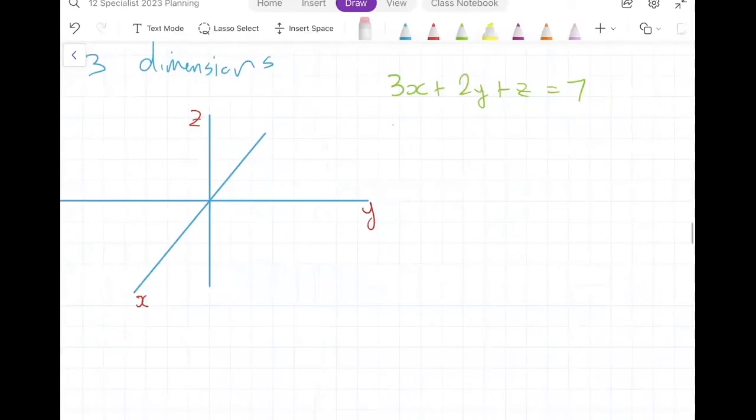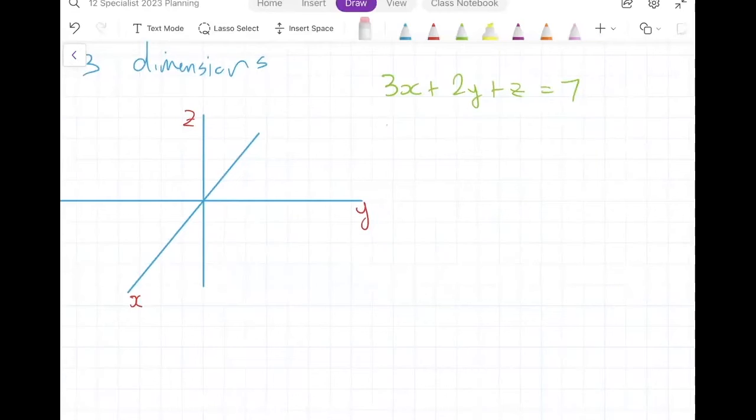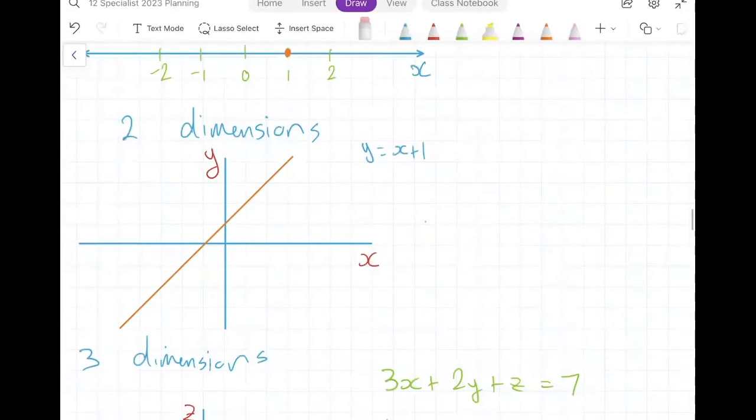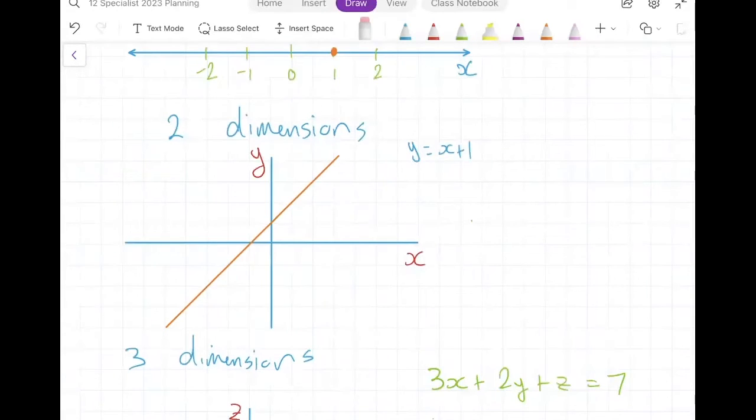So the way I actually solve this is with a very familiar skill. If I have 2D space here, if I want to find my x-intercept and my y-intercept, I'd find this number here by letting y = 0.